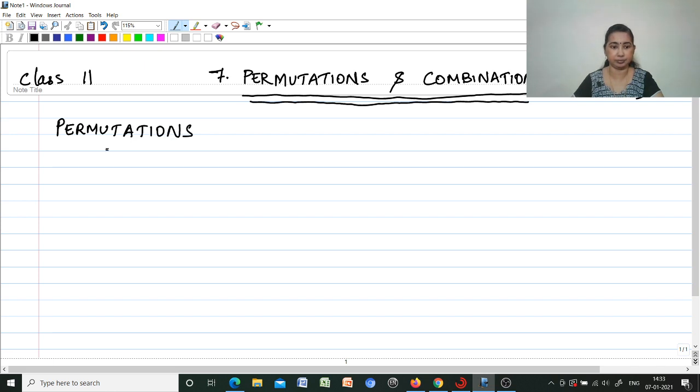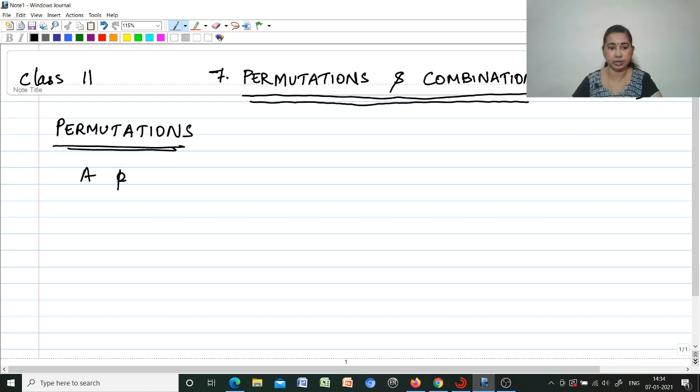Permutations. What do you mean by permutation? It is an arrangement in a definite order of numbers taken some or all at a time. It is an arrangement in a definite order of a number of objects taken, either all at a time or a few, that is, if it is told 3 at a time, we will be taking 3 at a time, 4 at a time accordingly. Okay. So what is permutation?